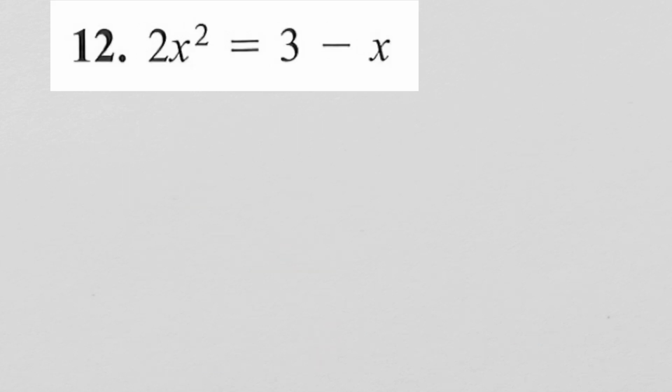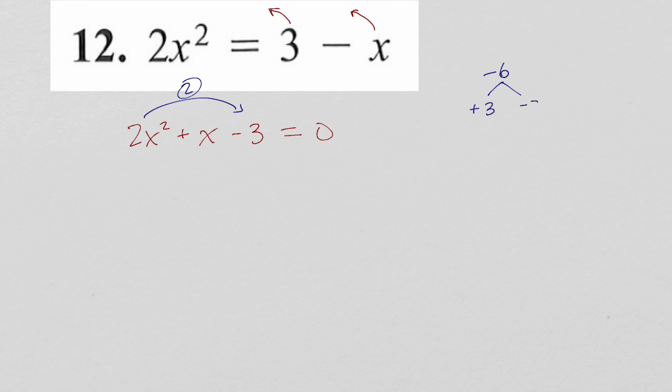Okay, we're going to set this equal to 0 by moving this and this over. And remember, when they move over, they flip signs. So we're going to have 2x squared. I'll move the x over first, so that's positive x, and then I'll move the 3 over so that my terms are in order. And then if you use slide, divide, slide, we slide the 2 over and we get negative 6. So what are factors of negative 6 that add up to 1? Positive 3 and negative 2. So now we have x plus 3 and x minus 2.